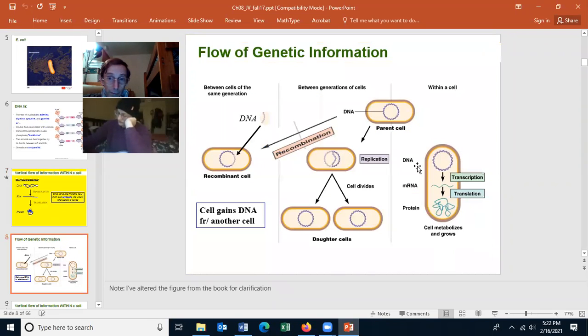Now, I stated that that's the way it happens within a cell, but the information can flow between generations of cells, meaning the parent cell can replicate its DNA, and then one chromosome moves to one side of the cell, the other moves to the other side of the cell, and then the cell splits in two, and we have two daughter cells, each of them getting the parent's DNA. And this is the flow of information between generations of cells, between the parent cell and the daughter cells. If we're talking about humans, the information flows from two parents to one offspring. Any questions about that?